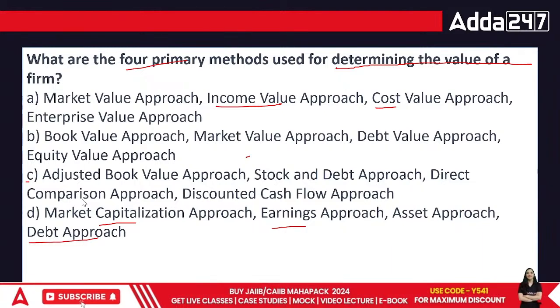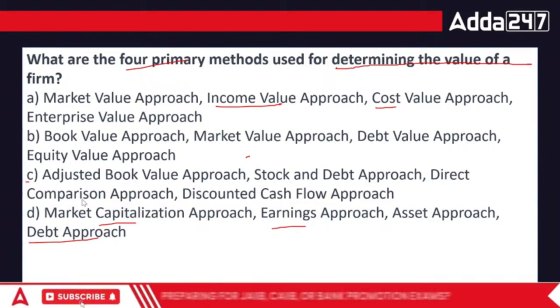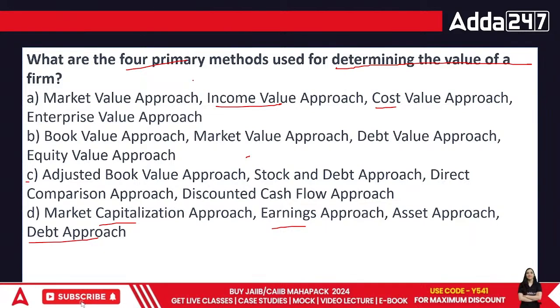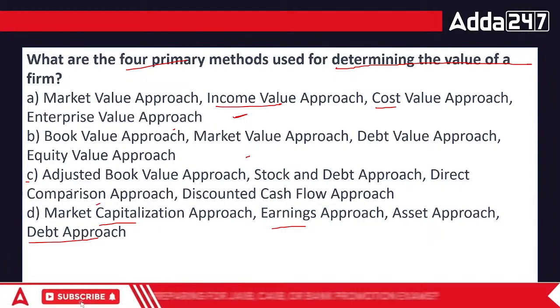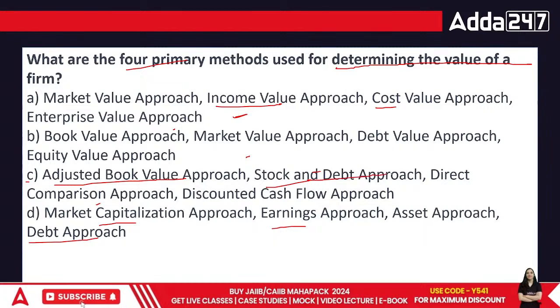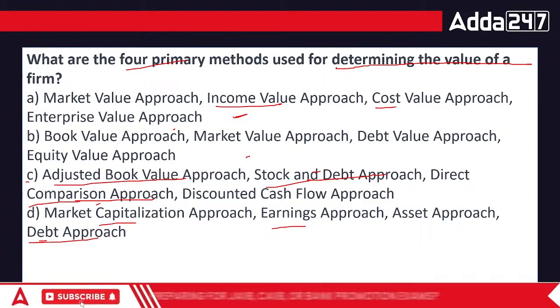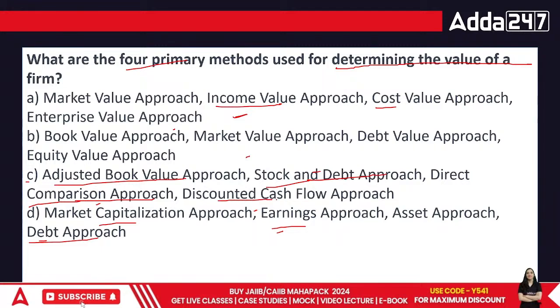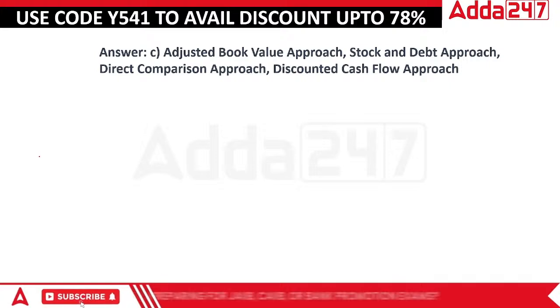See, when we talk about corporate valuation, it's a very important area. When we are trying to value the firm, the first thing that we should do is adjusted book value. We are trying to find the book value after making adjustments in it. Then we have the stock and debt approach. We have direct comparison, where we compare with one of the similar organizations which exist in the same market. And the last is discounted cash flow. The answer is C.